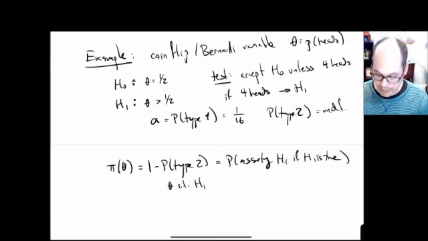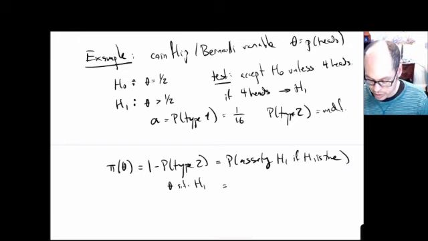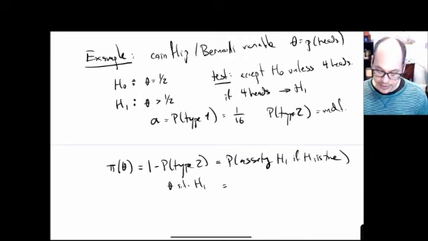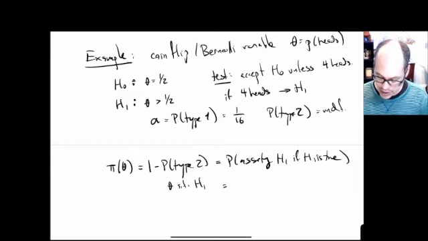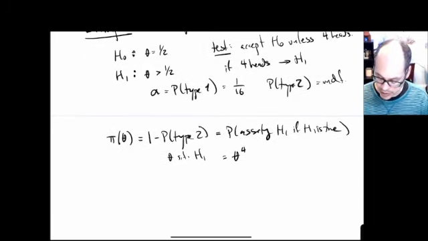Okay, and so what is that? Well, in other words, it's the probability of getting 4 heads, assuming that the coin is unfair, that it's in this range of 1/2 to 1, and that is, of course, theta to the 4th. Of course, this is really just for thetas in this range that we're considering.